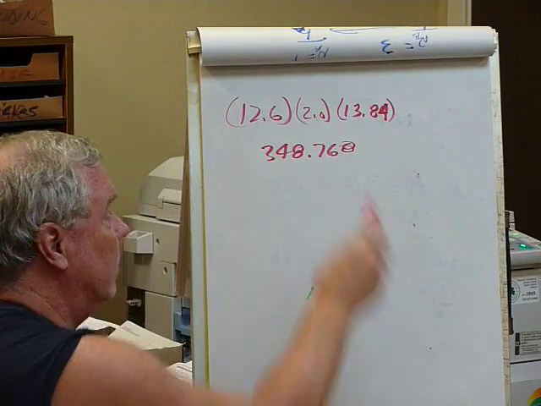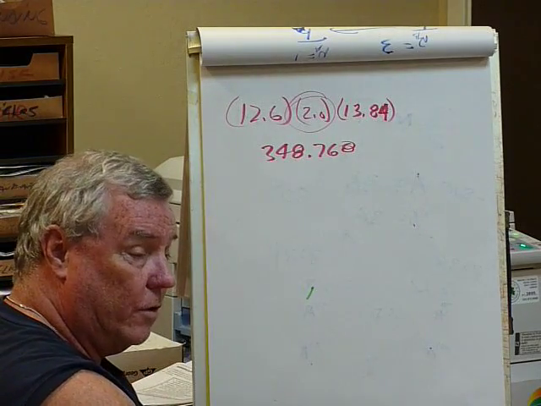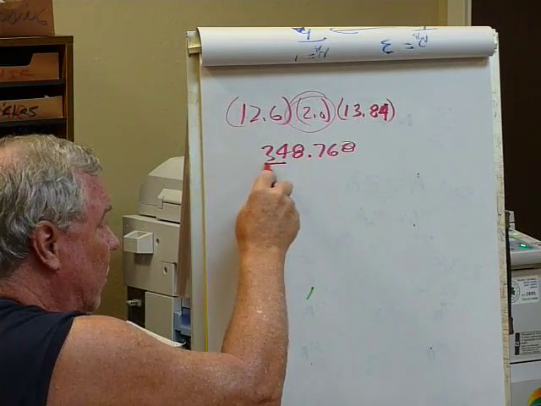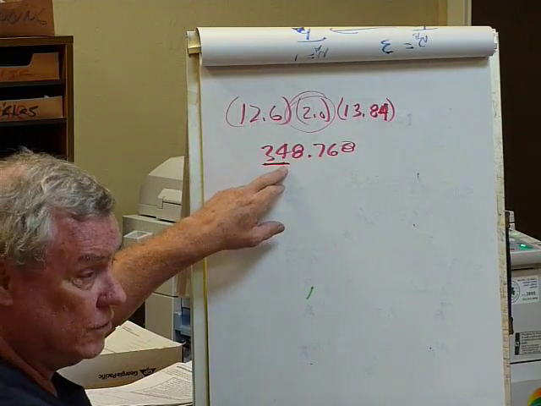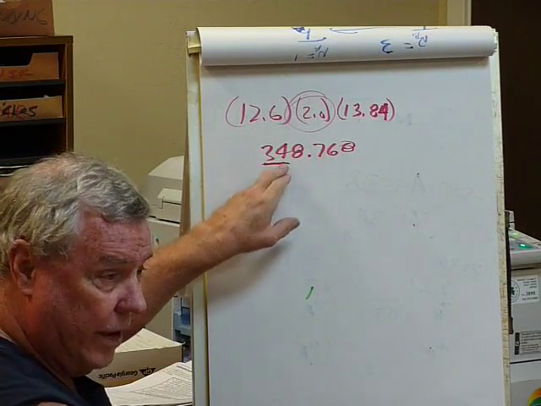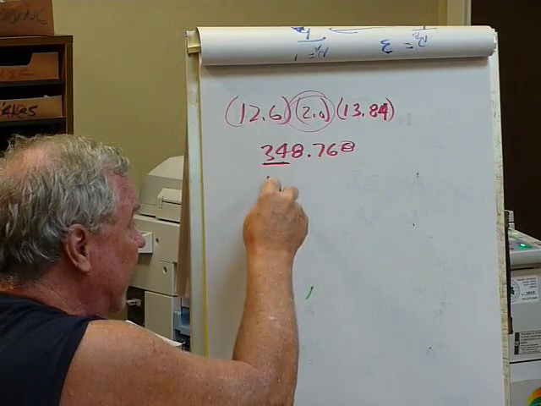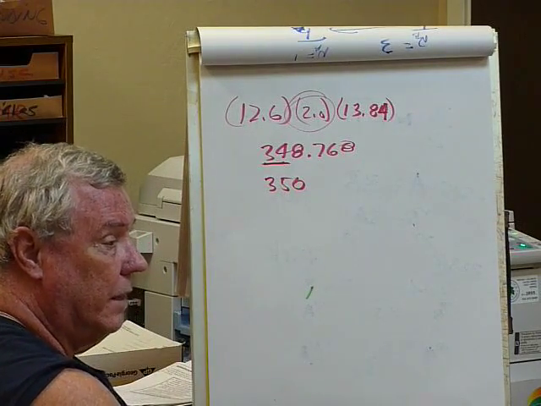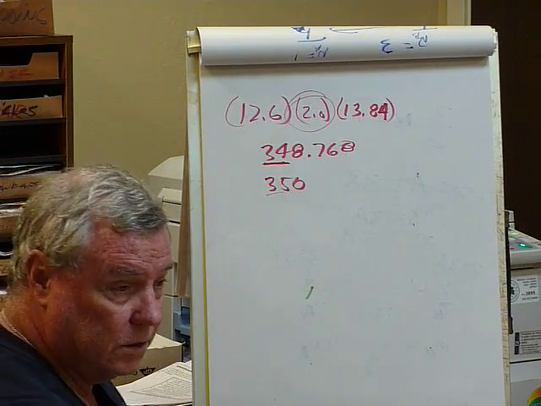Now, how many sig figs do I want in our answer? 2. Why? Because there are 2 sig figs up here. We have to go to the least. So underline the first 2. That's how many we want. Then round until you get to the 2. So what's that final answer going to be? 350. And that's 2 sig figs.